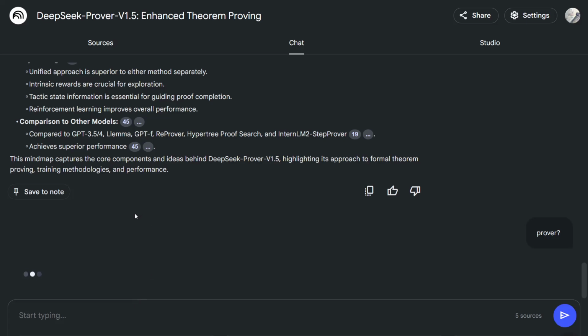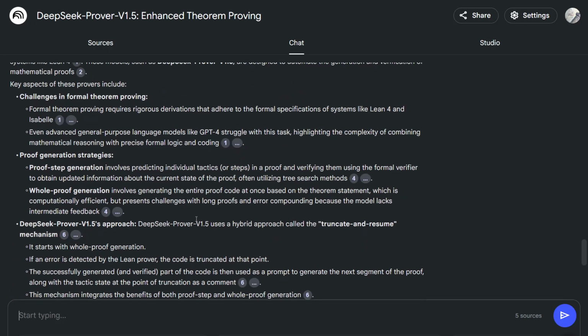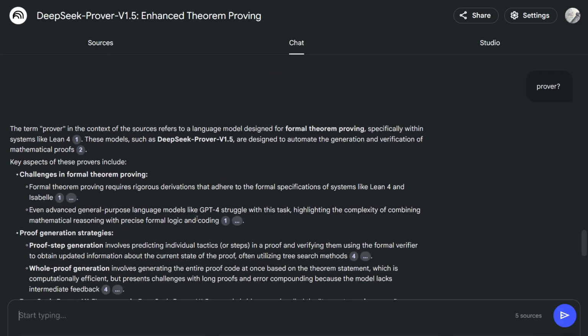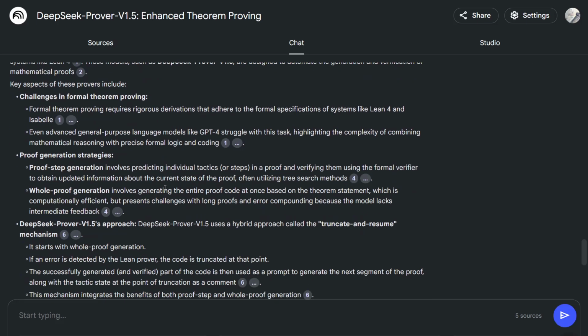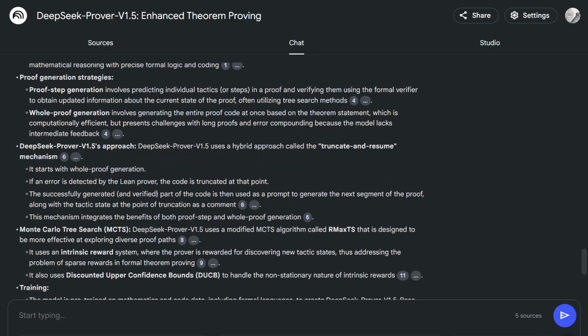It actually uses a hybrid approach called truncate and resume. It starts by attempting whole proof generation, but if it hits an error during verification, it doesn't just give up. Wait, so it's like building the whole house of cards, and then if it falls over, it examines the wreckage. Yeah, exactly. It truncates the proof at the point of error, analyzes the feedback, and tries again. So it's like an AI that learns from its mistakes. But how does it get better at this over time? Does it just keep building and collapsing houses of cards?